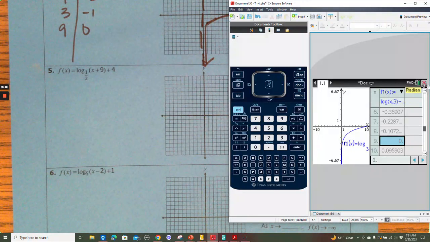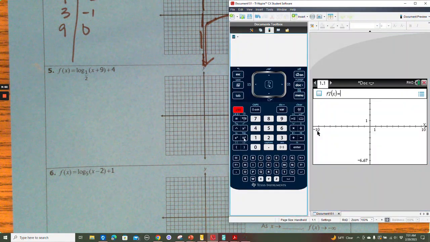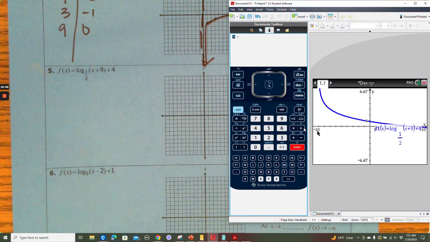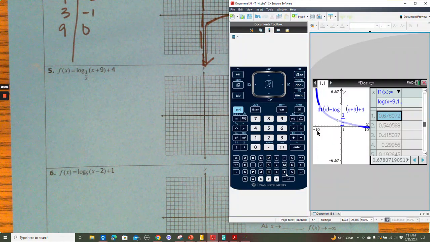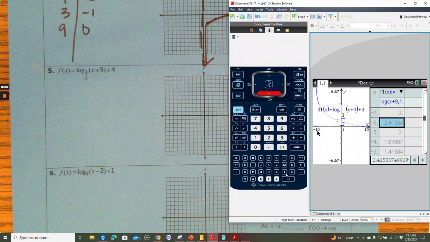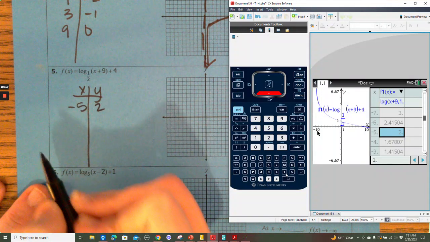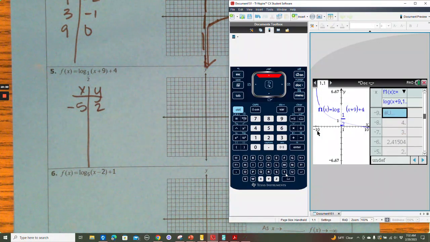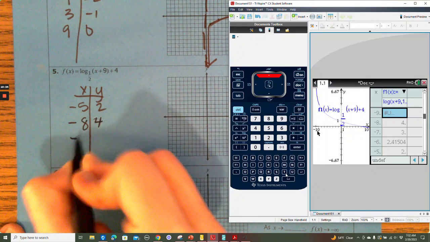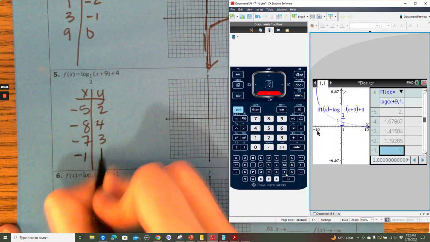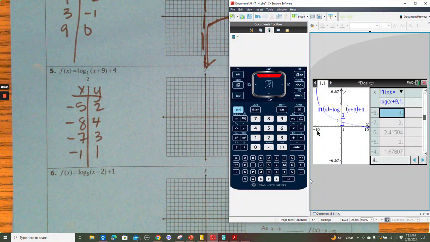Okay, now we've got lots to type in on one. So we've got log, and then this is base 1/2, and then we've got x plus 9 in the parentheses, and then plus 4 outside. So pull up the table, and let's see, there's some decent looking points. So let's just go with what we've got there. X and y, -5 and 2. Oh, we've got some better ones. -8 and 4, -7 and 3. And I don't know if we've got anything else. Let's see. -1 and 1. Sorry, my table's out of order there. So again, you can see our undefined value here at -9. That's going to be our asymptote.